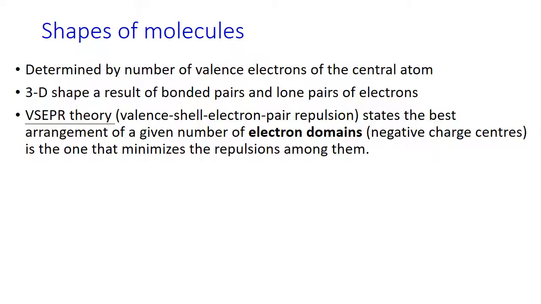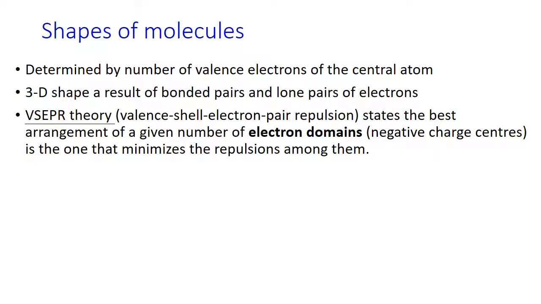Okay, moving along. So that's using the Lewis diagrams, dot cross diagrams, to work out structures. In terms of structures, you also have to know shapes, which are determined by the number of valence electrons of the central atom. Molecules don't exist in the 2D world, they exist in the 3D world, and the 3D shape is a result of the bonded pairs and lone pairs of electrons. This is where we use valence shell electron pair repulsion theory, or VSEPR theory, and it states the best arrangement for a given number of electron domains.